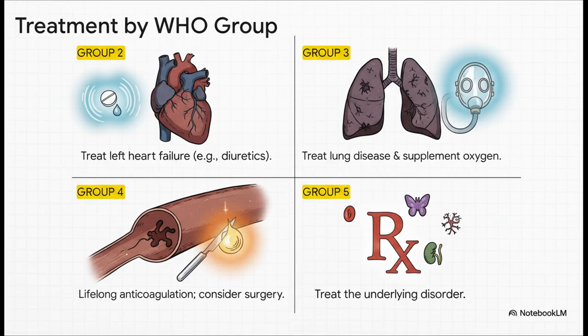Instead, for group 2, you treat the left-sided heart failure. For group 3, you treat the lung disease and give oxygen. For group 4, it's all about blood thinners for life and sometimes surgery to clear out the old clots. And for group 5, you guessed it, you treat whatever the underlying root cause is.